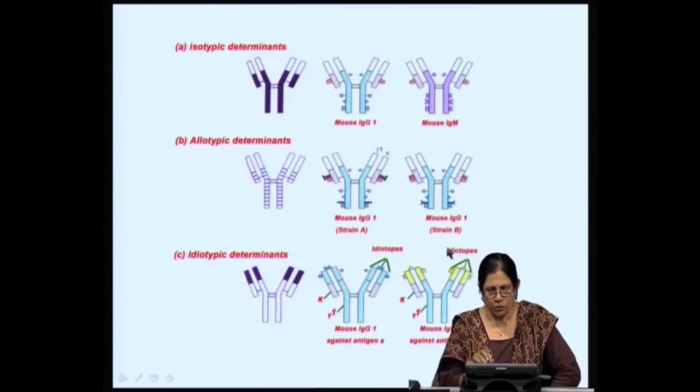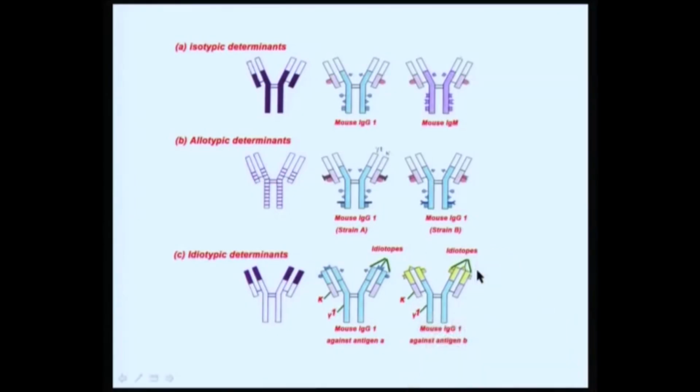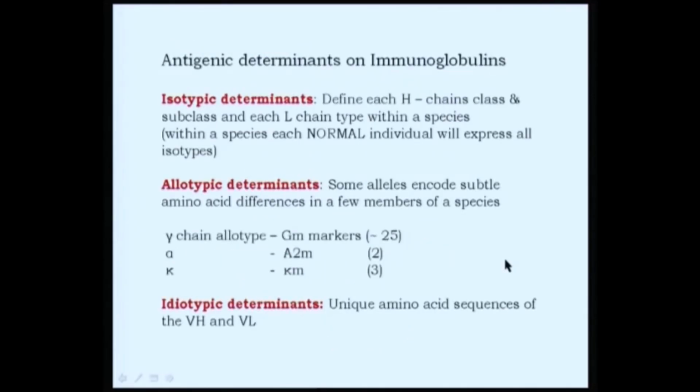So, antibodies to idiotopes can also have several uses apart from the regular immune response, which dictates the suppression to some extent of response to the primary antigen. We will come to that a little later.